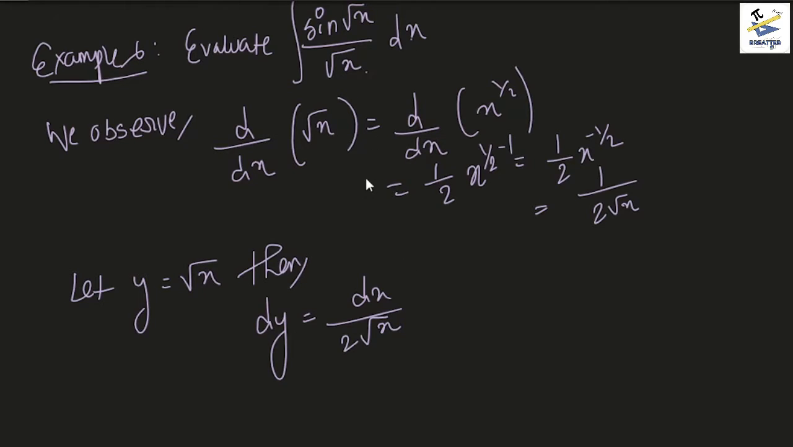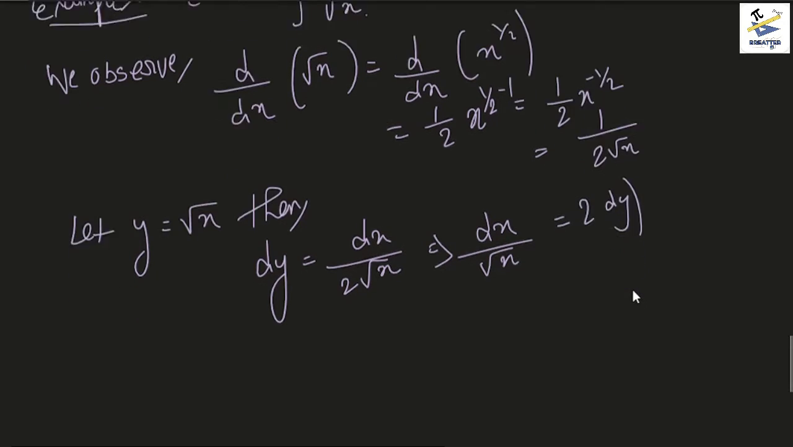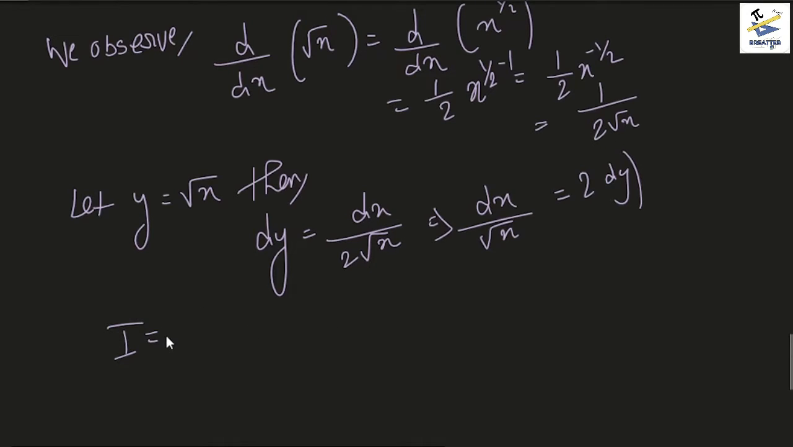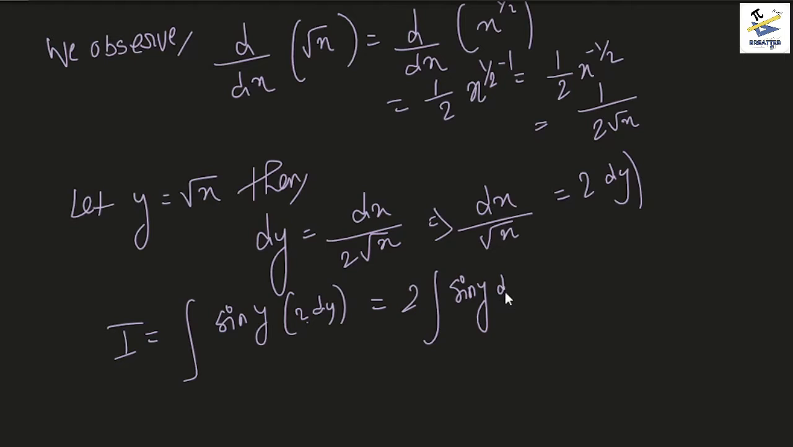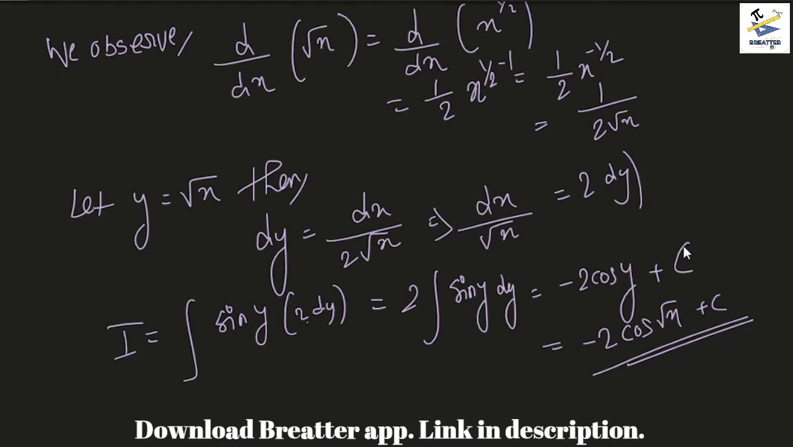But we see dx by root x is also present, so what we get from this equation is dx by root x should be equal to 2 dy, and we can absolutely put this to get the integral as I equals to integral of sine of y, because root x is y, into 2 dy. Since 2 is a constant and is in multiplication with the rest of the integral, it comes out and we only have to integrate sine y dy, which is just minus cos y, so it's minus 2 cos y plus c, and putting the value of y back, what we get is minus 2 cosine of root x plus c. This is the answer, right?